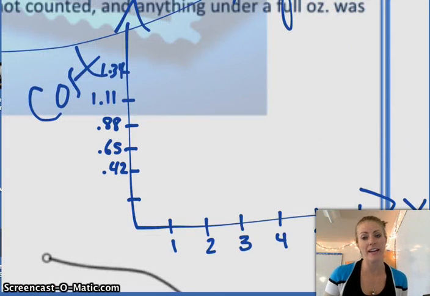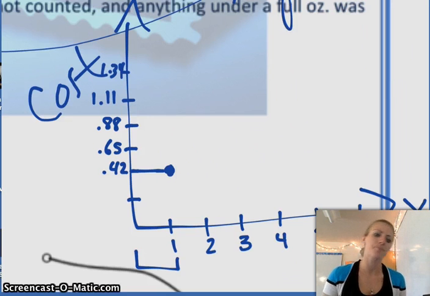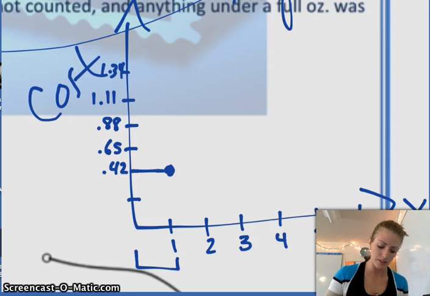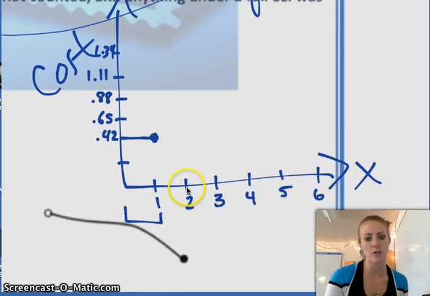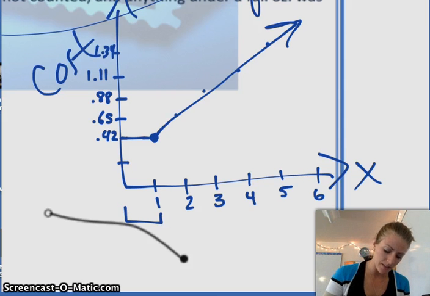To do that, I think it's really helpful to graph it. We know that from 0 to 1 ounces, the price is 42 cents, and at 1 ounce, still 42 cents. After that, it increases by 23 cents per ounce. So that brings us to 65 cents for 2 ounces, then 88 cents for 3 ounces, $1.11 for 4 ounces, and so on. Now in order to figure out what the y-intercept is, I do not trust my graph, so I'm not going to eyeball it.